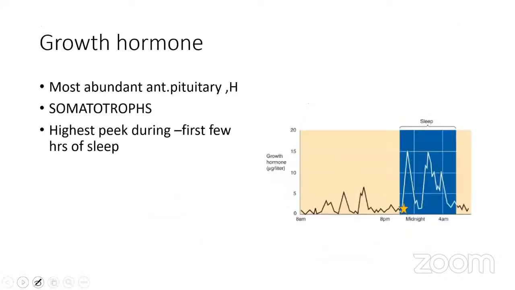Growth hormone shows a circadian pattern, and its level peaks after deep sleep. During deep sleep, the highest peak is in the first few hours of sleep. So its secretion follows a circadian rhythm, with the highest peak in the first few hours of sleep.